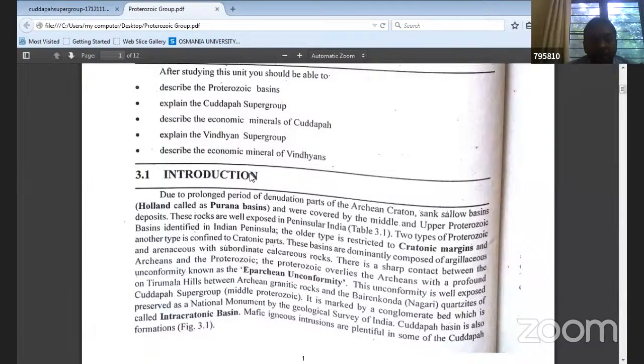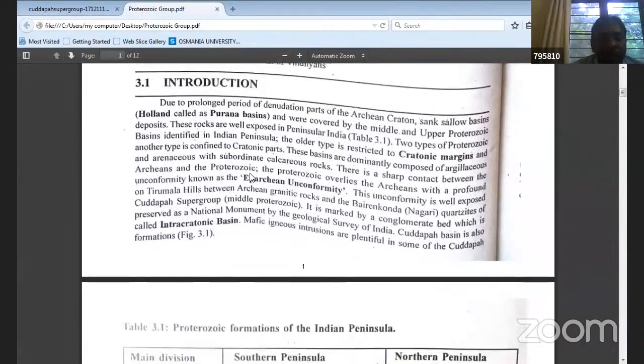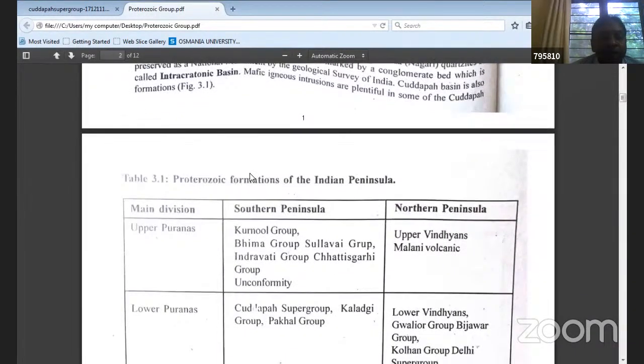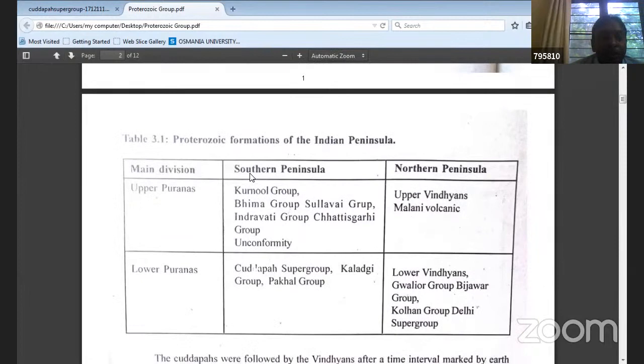The Kadapa Basin is also called an intracratonic basin, and it has massive intrusions and other formations. Now let us see the Proterozoic formations of the Indian Peninsula. It is divided into two main parts: one is the lower Purana, and the second is the upper Purana.